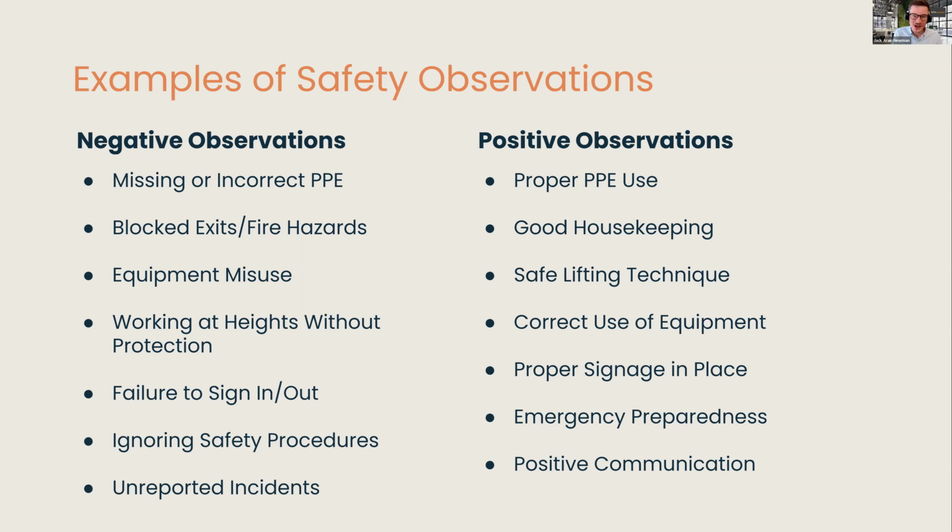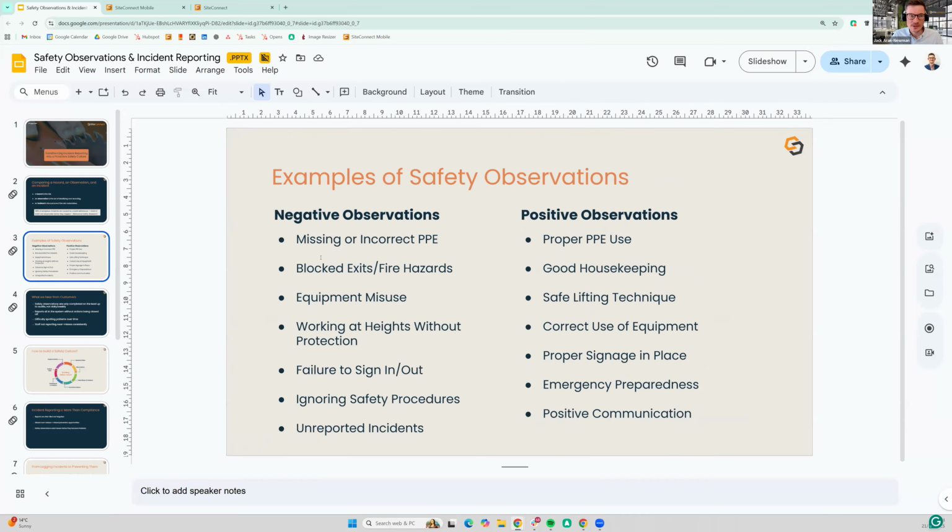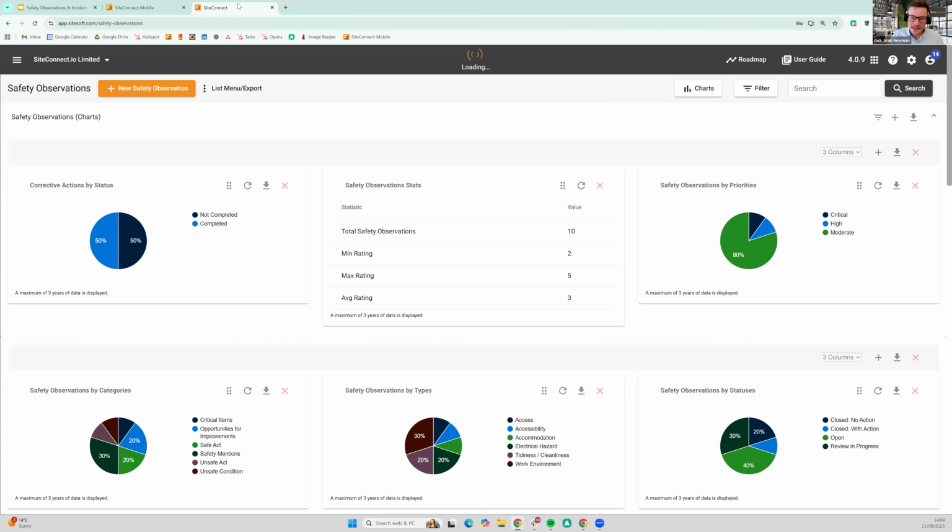So if you are SiteConnect clients and users here, do start using the safety observations feature in your account, which is active right now. So to look at what that actually looks like, let's jump over to a little bit of a demo of safety observations. And then a little bit later on in this webinar, we're also going to have a look at incidents and the relationship between the two.